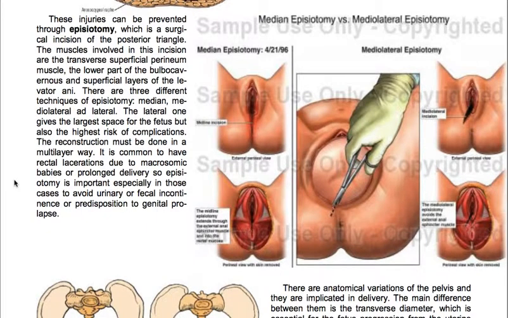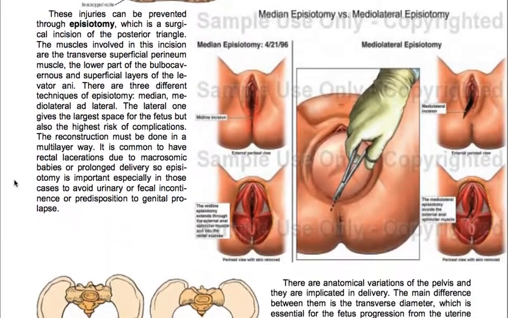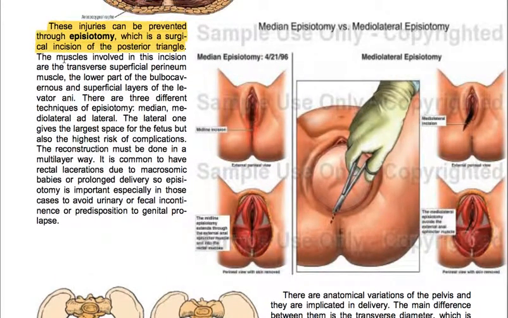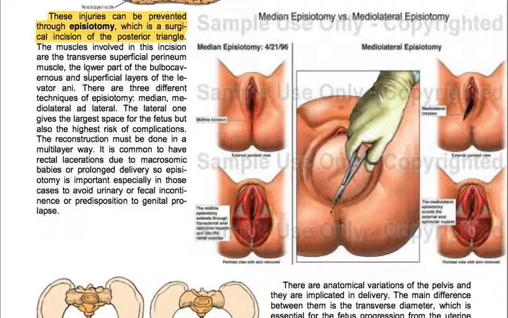These injuries during delivery can be prevented through episiotomy, which is a surgical incision of the posterior triangle. The muscles involved in this incision are the transverse superficial perineal muscle and the lower part of the bulbocavernous and the superficial layers of the levator ani. There are three different techniques of episiotomy: median, mediolateral, and lateral.